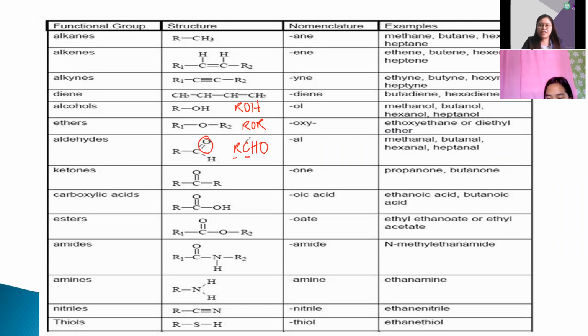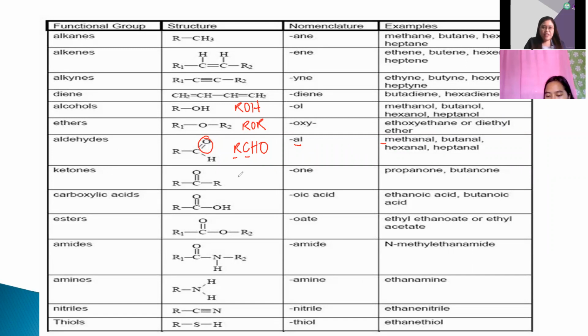Now, if aldehyde siya, the ending of the name will be "al". So, instead of sa alcohol methanol, sa aldehyde, we call it methanal. Methanal, butanal, hexanal, or heptanal. This will be the IUPAC or systematic name. Yung mga na-mention natin yesterday na acetaldehyde and formaldehyde, they are also aldehydes, but those are the common names of the compound. Common names yon. Kapag systematic name, the ending will be "al".